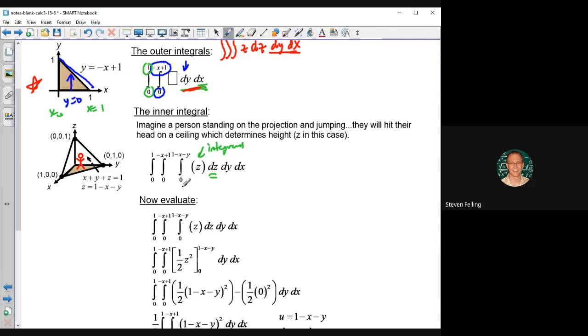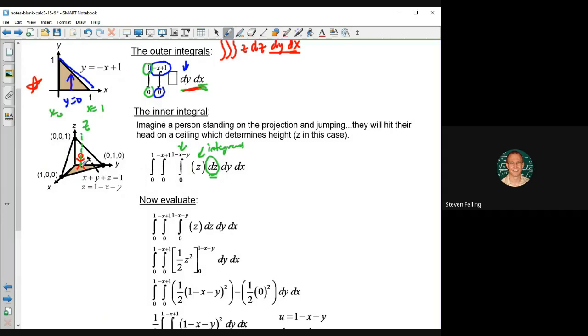But we have to establish the boundaries of integration. So how do we do that? What you can do is go to the three-dimensional sketch, and now that we know that the outer integral is in the xy plane, imagine a person that's standing on the xy plane, and they're jumping through the volume that we're integrating. So they're jumping in this direction. They're jumping in the z direction, which is the variable of integration for the inside integral, the inner integral.